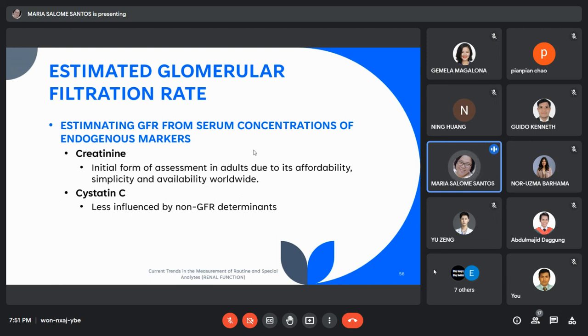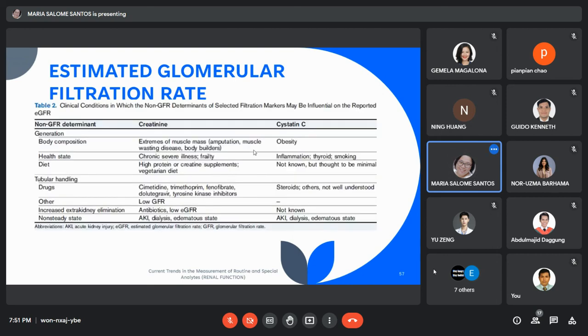For estimating GFR using serum concentration of endogenous markers, the most commonly used are creatinine and cystatin C. So creatinine is used as the initial form of assessment in adults due to its affordability, simplicity, and availability worldwide, while cystatin C is less influenced by non-GFR determinants. So the following are the clinical conditions in which the non-GFR determinants of selected filtration markers may be influential in reporting eGFR.